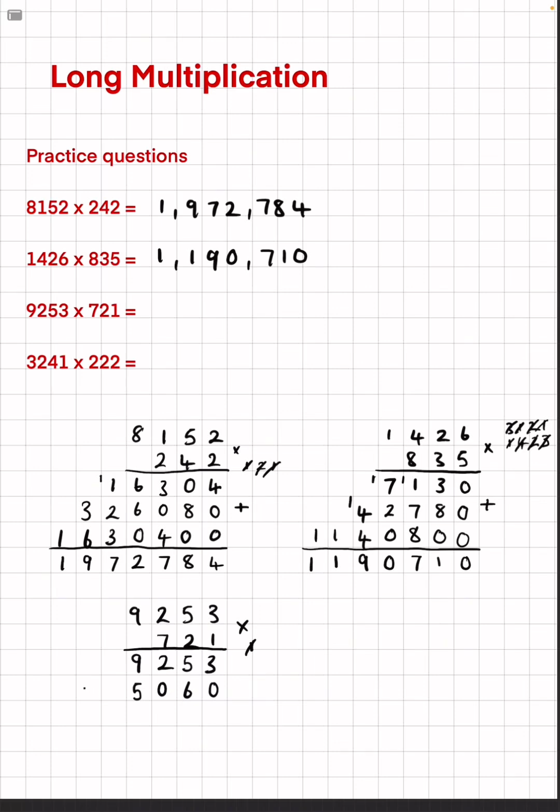2 times 9 is 18. Instead of doing 700 multiplied by 3, we're going to put the 2 zeros here and do 7 times 3, which is 21. We put the 1 down, carry the 2. 7 times 5 is 35. Add 2 is 37. So we put the 7 down, carry the 3. 7 times 2 is 14. Add 3 is 17. We put the 7 down, carry the 1. 7 times 9 is 63. Add 1 is 64.